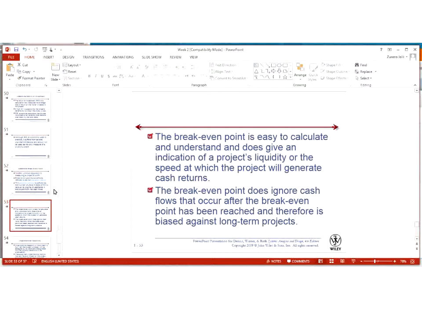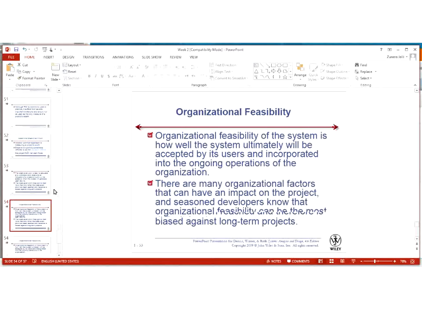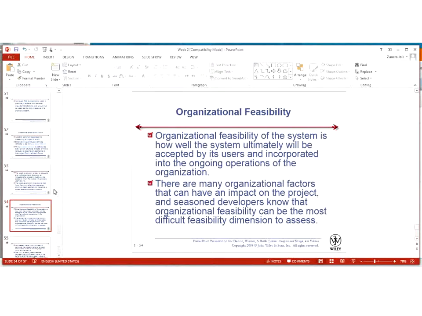The break-even point ignores cash flows that occur after the break-even point has been reached, and therefore is biased against long-term projects. So if you say that the break-even point of my project is after 3 years, then you cannot measure the progress of the project or the value of the project after 3 years. So this also has certain disadvantages.